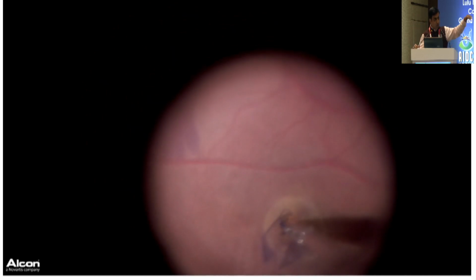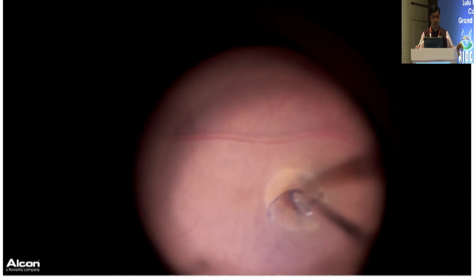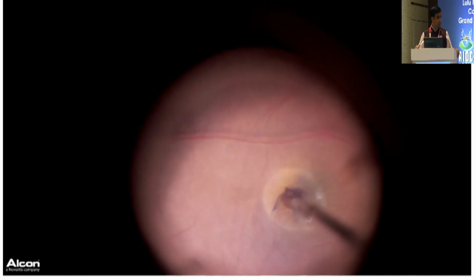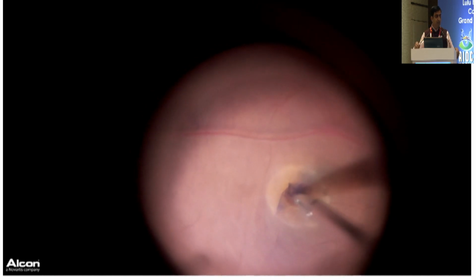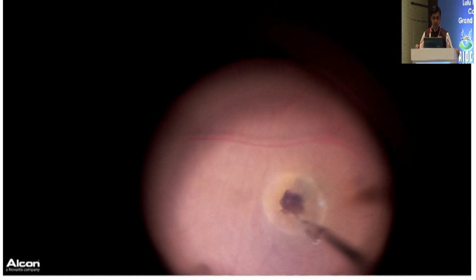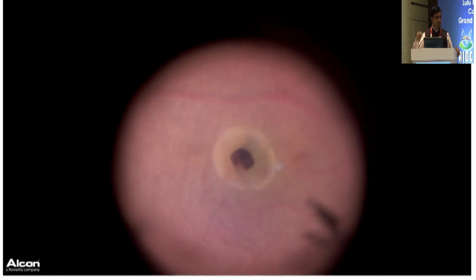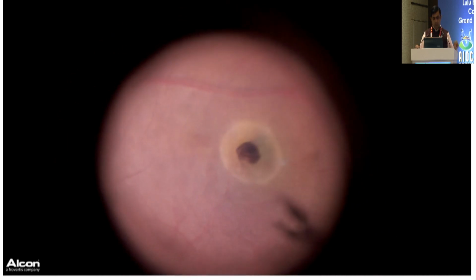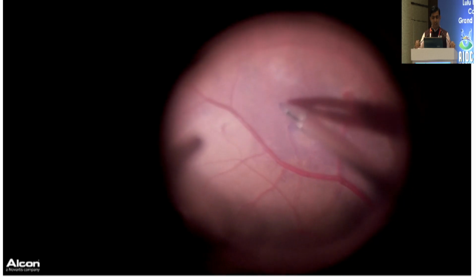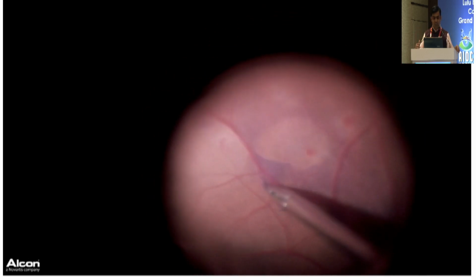So I use the ILM graft from a little peripheral area, temporal to the macula, to the fovea, and then try to stuff it inside the macular hole. I have stopped doing this technique because sometimes inadvertently, if that metal forceps touches the RPE, it causes scarring. So most of the stuffing techniques, I don't do nowadays. Under the PFO, most of the things work really well.